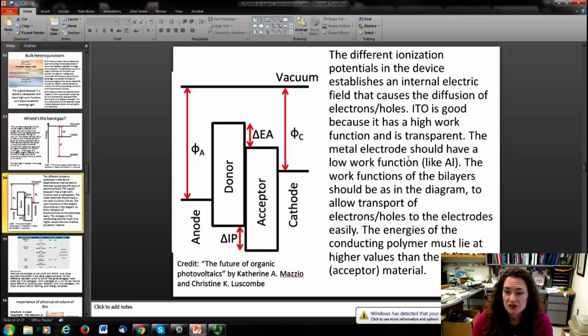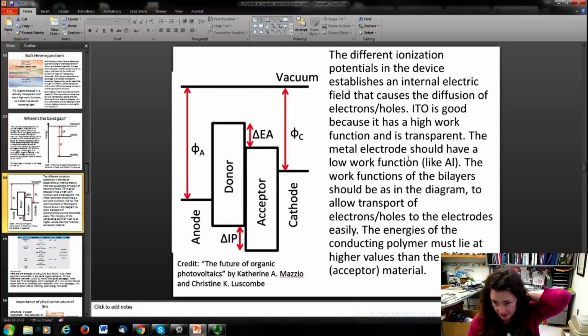The work functions of the bilayers should be as in the diagram, and that helps allow the transport of the electrons and the holes to the electrodes easily. And the energies of the conducting polymer must lie at higher values than the fullerene material, which is the acceptor material. So that PCBM that I showed you earlier, that's the fullerene type material, that's your acceptor.